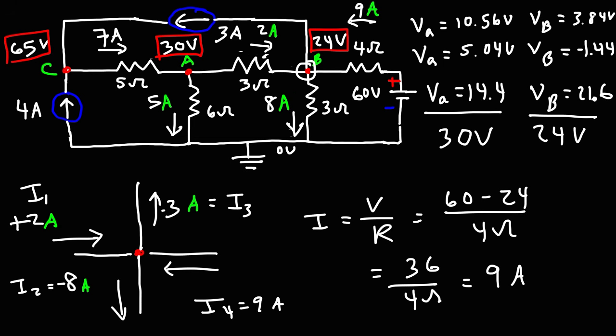So now we know the current flowing through each resistor, and we also know the potentials at every point. The potential at, let's call this point D, is 60 volts. It's just the voltage of the battery. So that's it for this video. Now you know how to use the superposition theorem to solve circuit problems that contain multiple voltage and current sources.